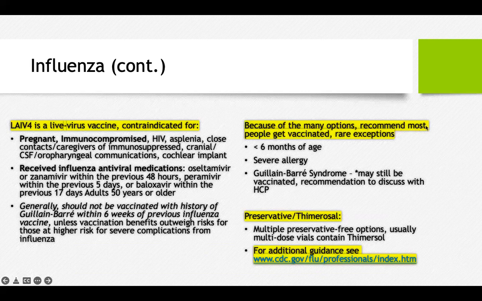Because of the many options recommended, most people get vaccinated at 6 months of age or older, with rare exceptions for severe allergy or Guillain-Barré syndrome. Okay. And then again, additional guidance in terms of the vaccines is right on your CDC website.